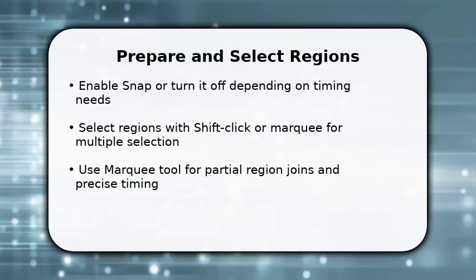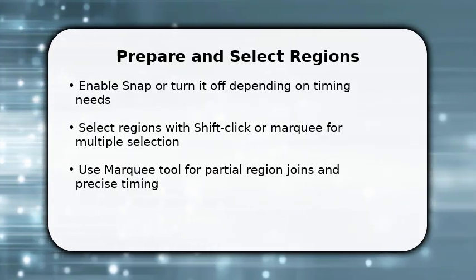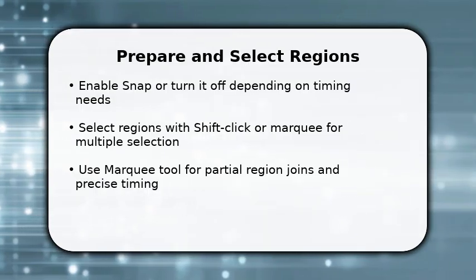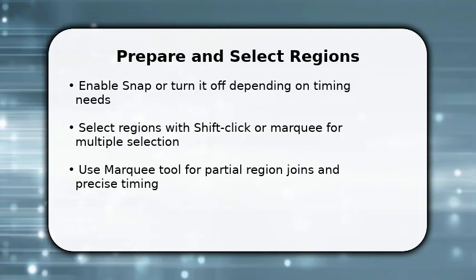You start by selecting the regions you want to join. Click the first region, then shift-click additional regions or drag a marquee to include parts. Make sure Snap is set how you need it. Once done, small timing gaps become obvious.